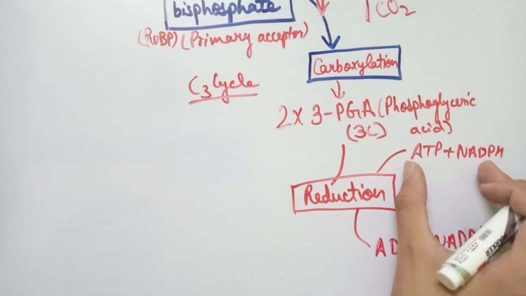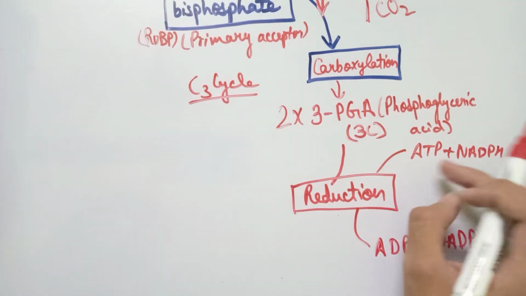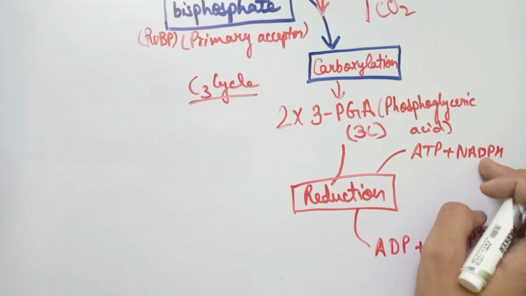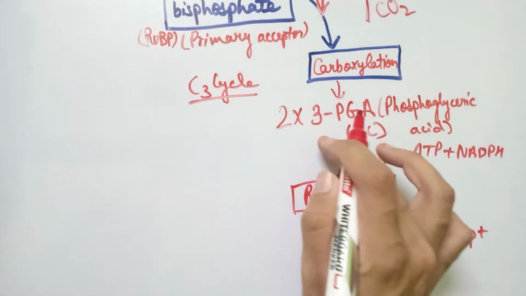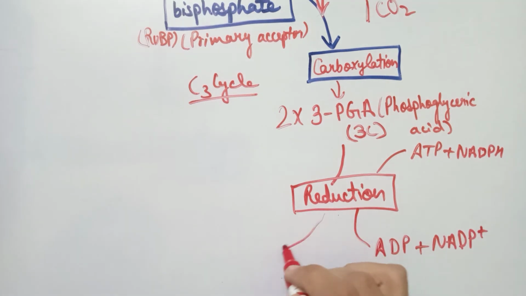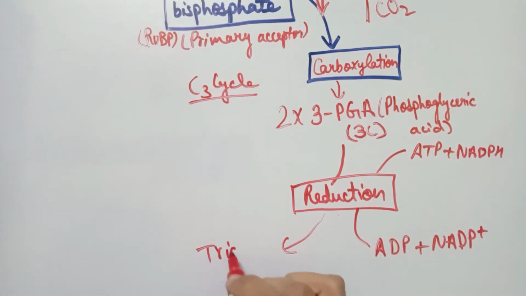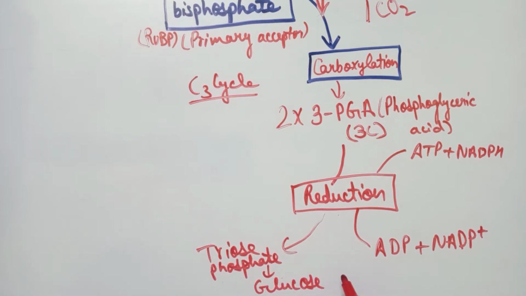And due to the use of these two ATP molecules and two NADPH molecules, the 3-PGA, or 3-phosphoglyceric acid, is converted into triose phosphate. Now this triose phosphate then gets converted into the sugar known as glucose, and this glucose can then be further converted into sucrose, which can be used by the plants as a food source.